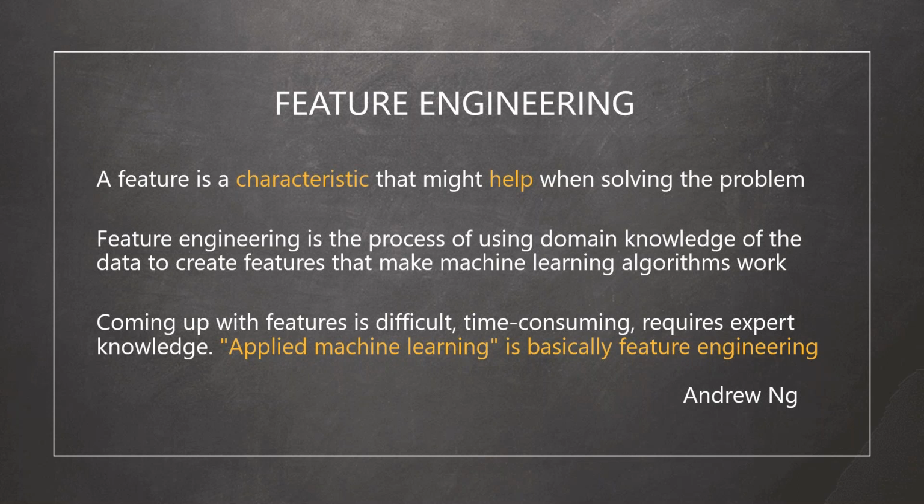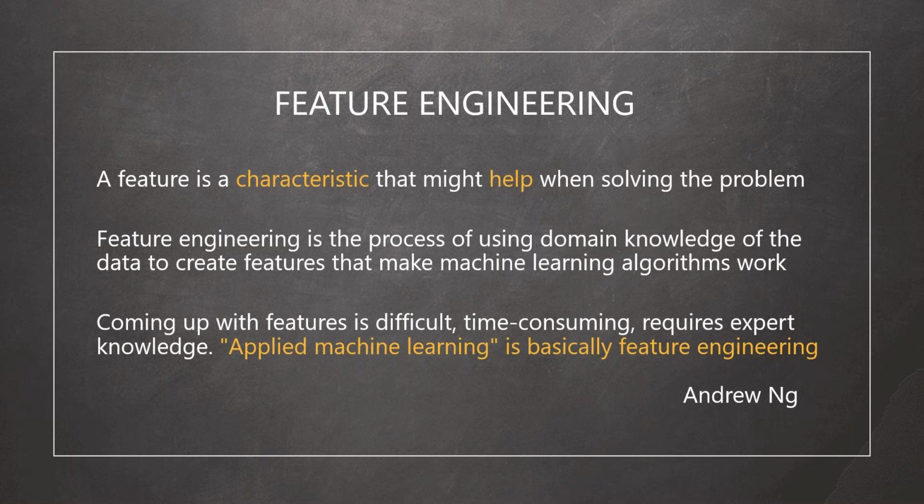Feature engineering. It's actually really important to both statistics and machine learning and automation in general, and it's not a term that's well known outside of the data science community. A feature is a characteristic that might help when solving a problem. Feature engineering is the process of using specific domain knowledge of the data to create features that make machine learning algorithms work.